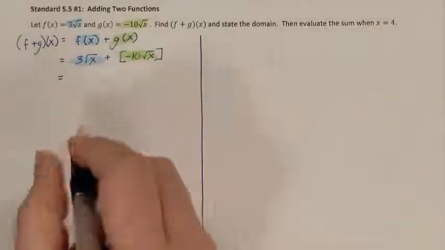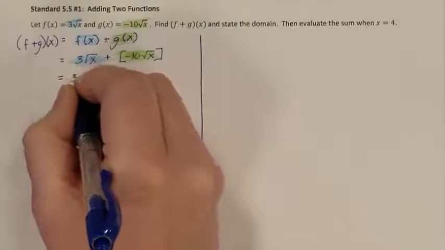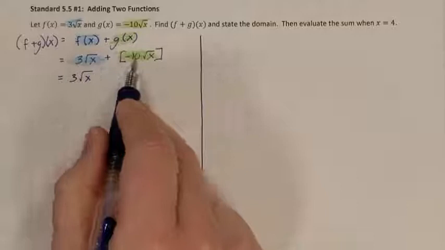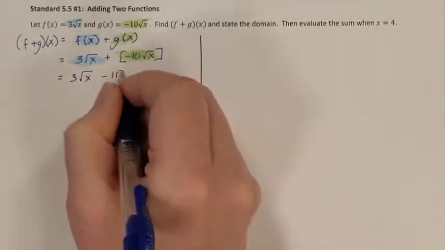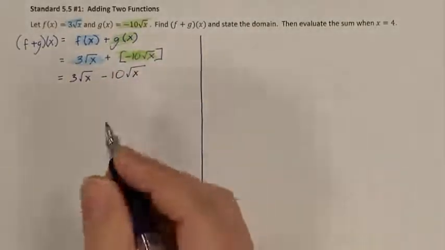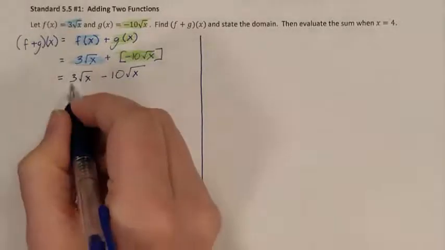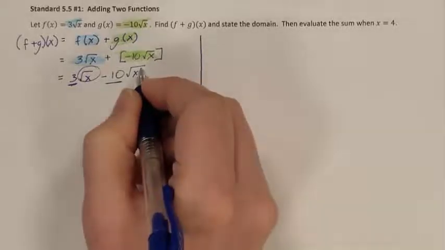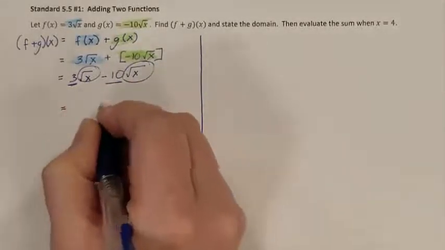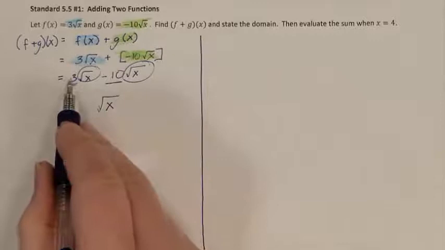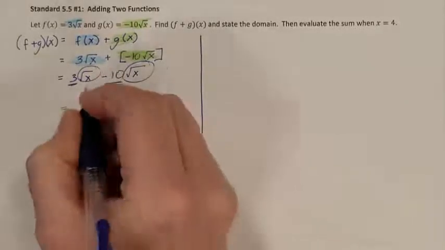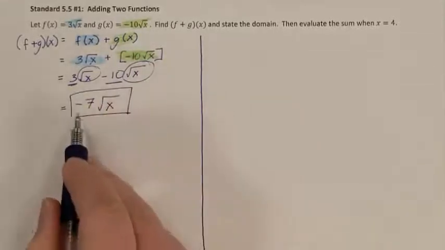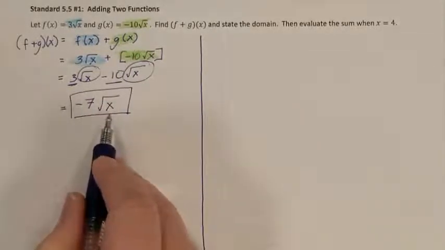So what do I have? I have 3 square root of x's, and I'm adding negative 10 square root of x's. If you're adding a negative, you are subtracting. So I'm subtracting 10 square root of x's. I can physically see that I had 3 square root of x's, and I'm being asked to subtract 10 square root of x's, so I am counting the square root of x's. If I had 3 and I took away 10, I have negative 7 square root of x's. So my final function is negative 7 square root of x.